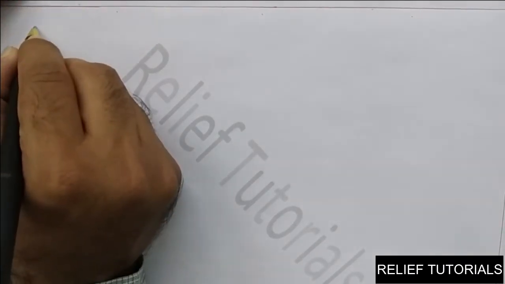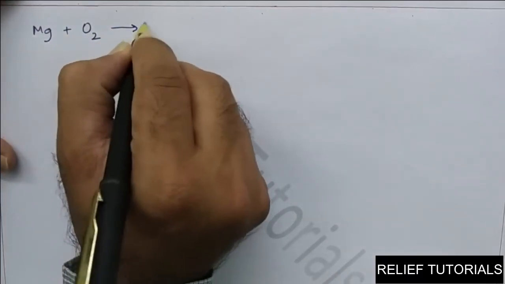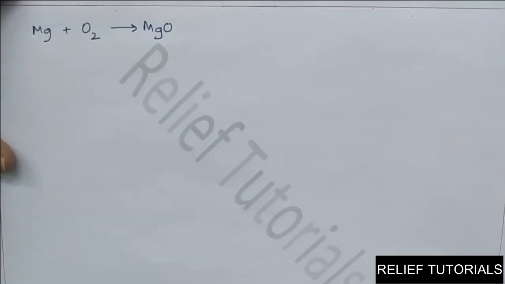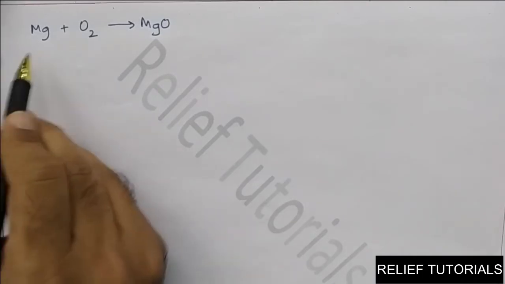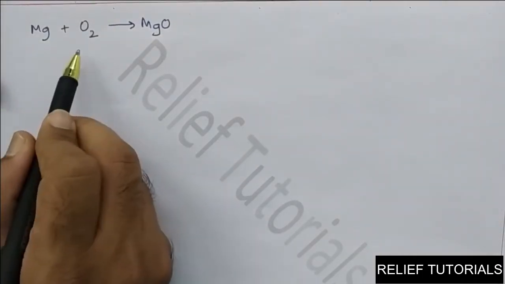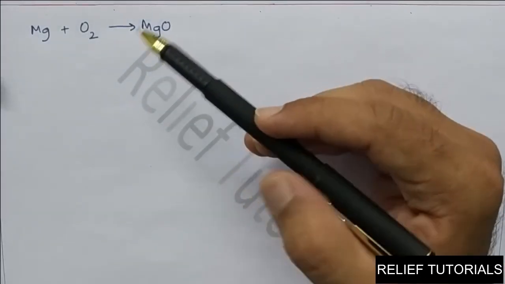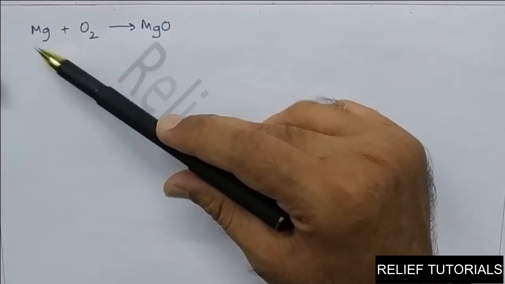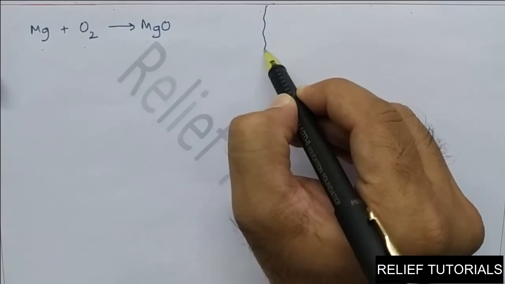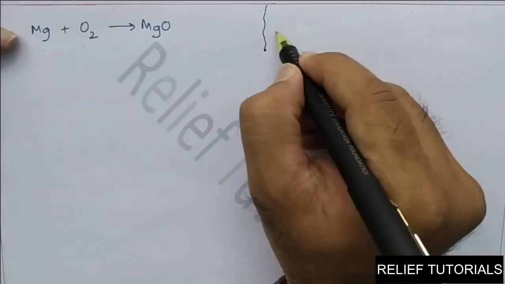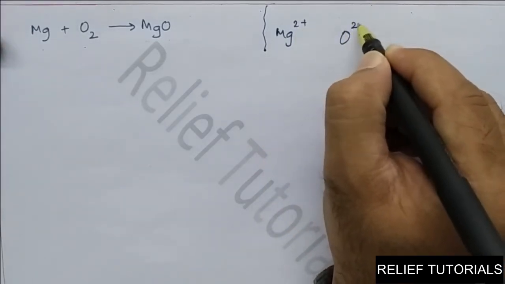Let us say magnesium ribbon, when burnt in presence of oxygen, it gives magnesium oxide. So here the reaction is occurring between magnesium ribbon. When burnt in presence of oxygen, it forms MgO. So the question here is sometimes that how can you know that magnesium when reacts with oxygen it forms MgO? So for that you remember the ions you have studied in 9th standard. Here magnesium ion is Mg2+ and oxygen ion is O2-.